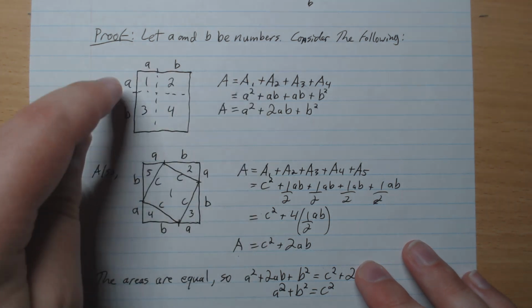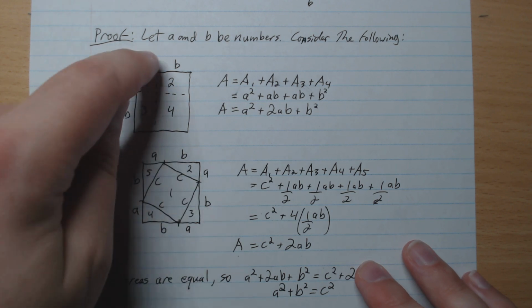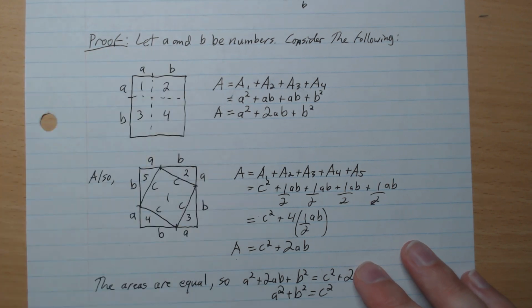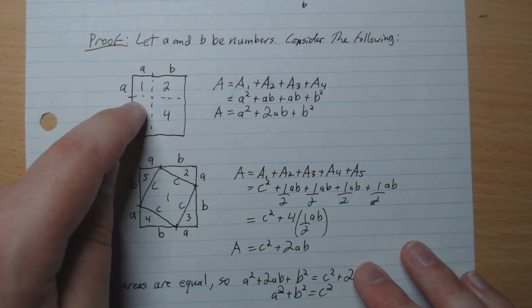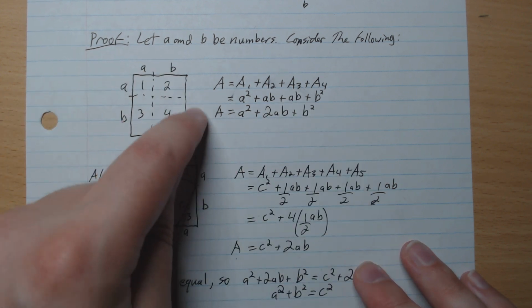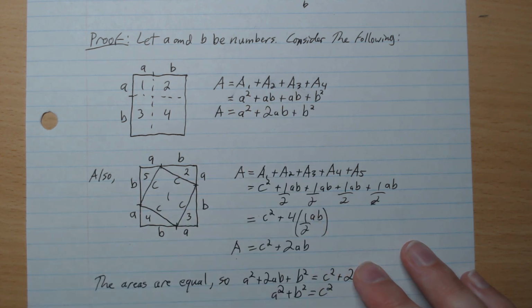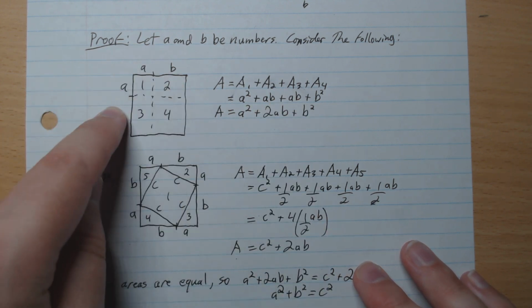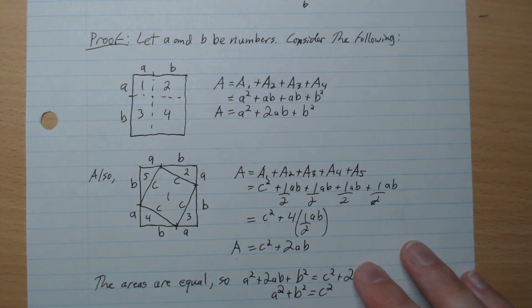The first area is a times a, so we call that a squared. The second area here is a times b. The third area is a times b. And then the fourth area is b times b, which is b squared. So ab plus ab is 2ab. So the area of this square here is a squared plus 2ab plus b squared.